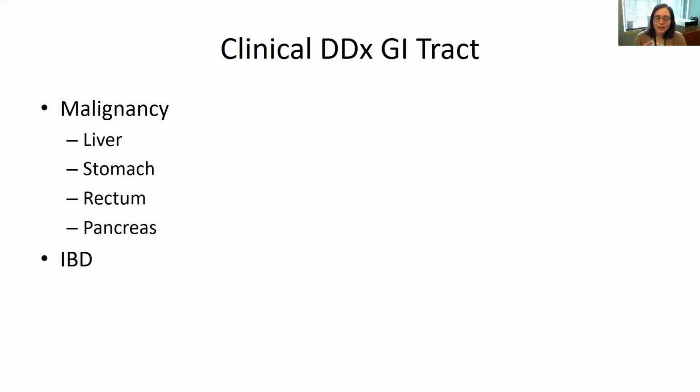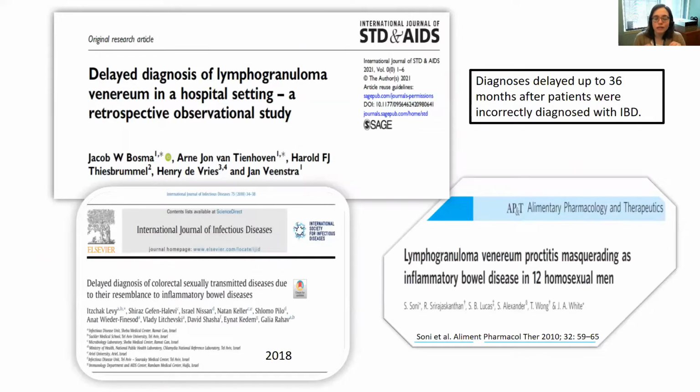So as you can see, clinically, the differential diagnosis of STI in the GI tract elicits a whole host of potential possibilities, including malignancy in the liver, stomach, rectum, and pancreas, and also the possibility of inflammatory bowel disease. And this is reflected in these three publications, one in 2010, one in 2018, and one in 2021, of reports of multiple men whose diagnosis of STI was delayed up to 36 months after the patients were incorrectly diagnosed with inflammatory bowel disease.